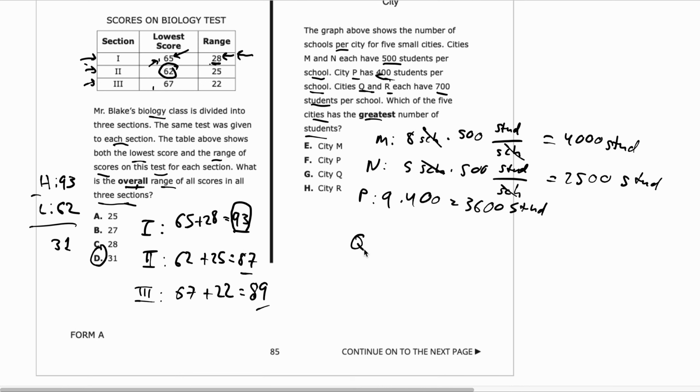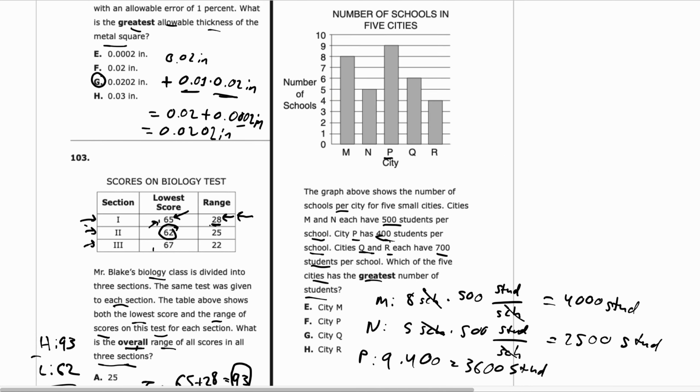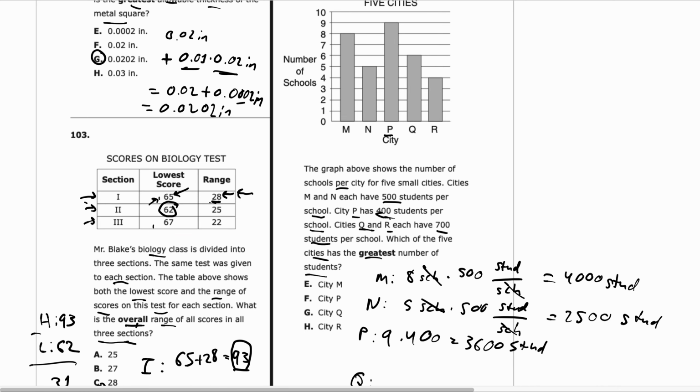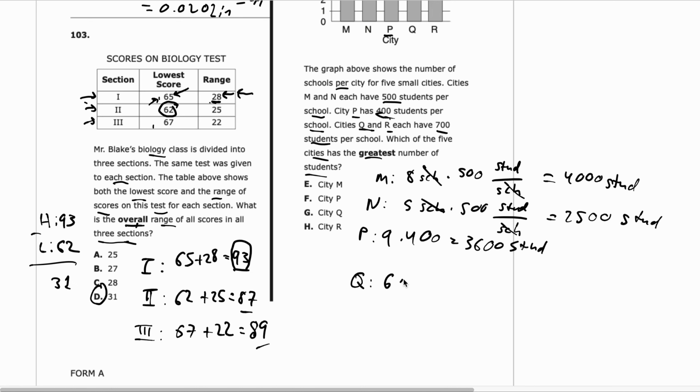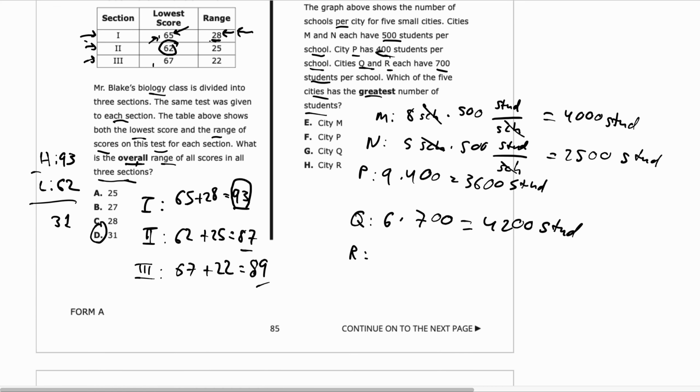Now Q has 6 schools and 700 students per school. So that's 4,200 students. And finally R has 4 schools and also 700 students per school. So that's 2,800. Okay, so now of all the cities, it looks like Q has the most students, so that would be G.